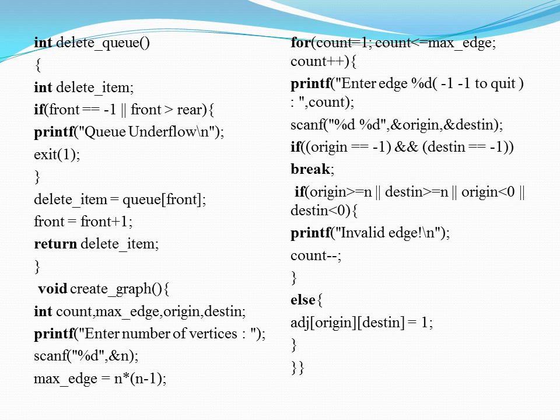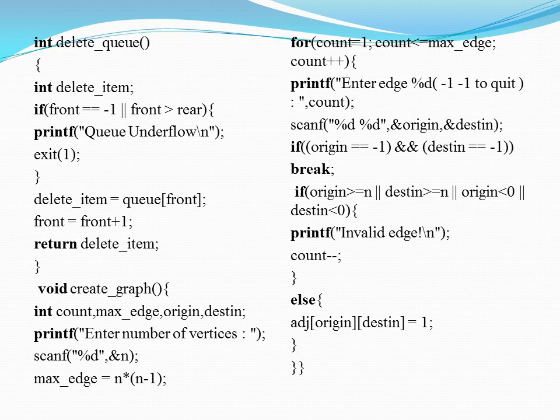The delete queue method. If front equal to minus 1 and front greater than rear, then we are printing that queue is underflow, meaning there is no element in the queue, so we can't delete. Otherwise, we are deleting the item from the front. In the delete item, we are storing the front value, queue of front. Then we are moving the front pointer by 1. This is the deleted element, so we are returning that element.